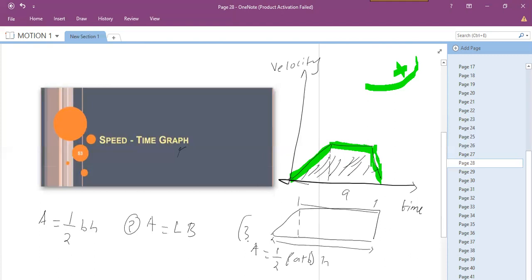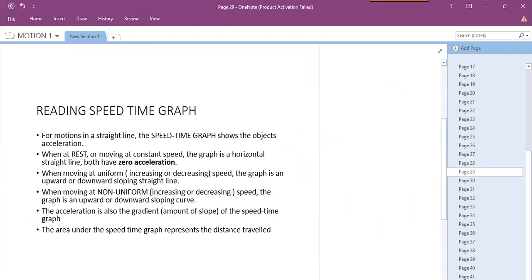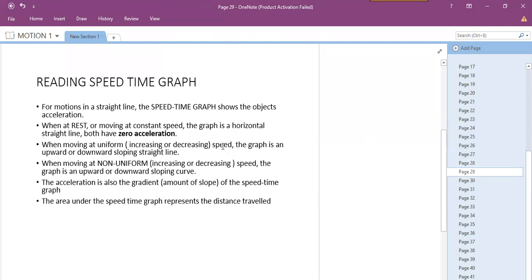So these are the three formulas that you have to know to calculate distance or displacement under the speed time graph, which is represented by the area under the graph. So area is equal to half base times height, area is equal to length times breadth, and area is equal to half (a plus b) times height. So reading the distance time graph, I'm going to explain all this information, but you can write this in your notes and follow the video.